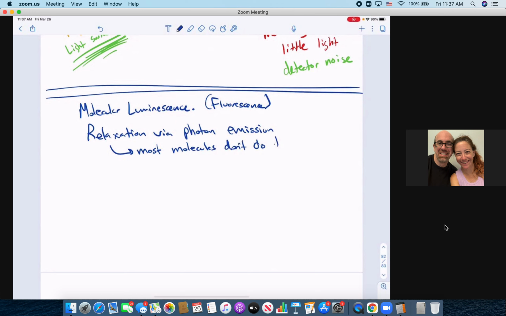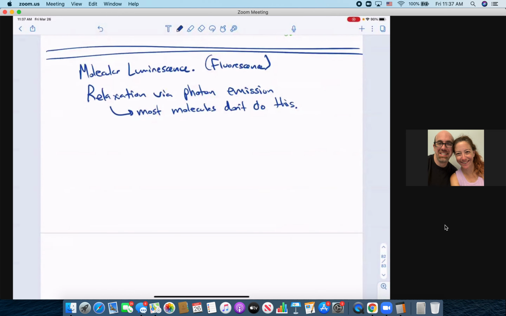How do most molecules dissipate energy? Yeah, vibration, right? Internal conversion, vibration. Heat. A small subset of molecules will actually give off a photon. I'm going to give you an example.